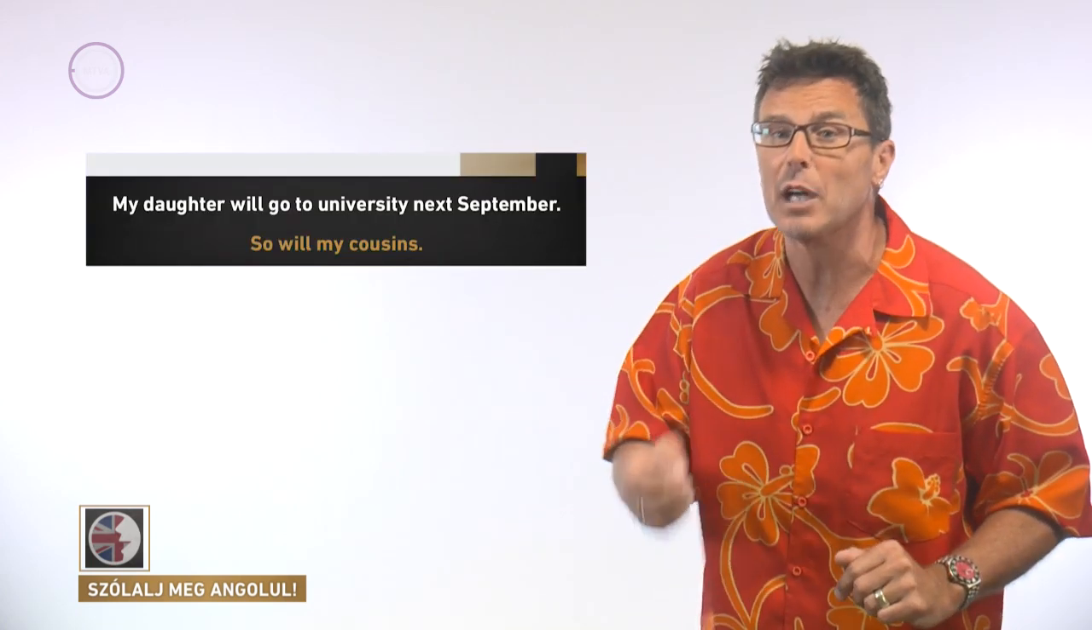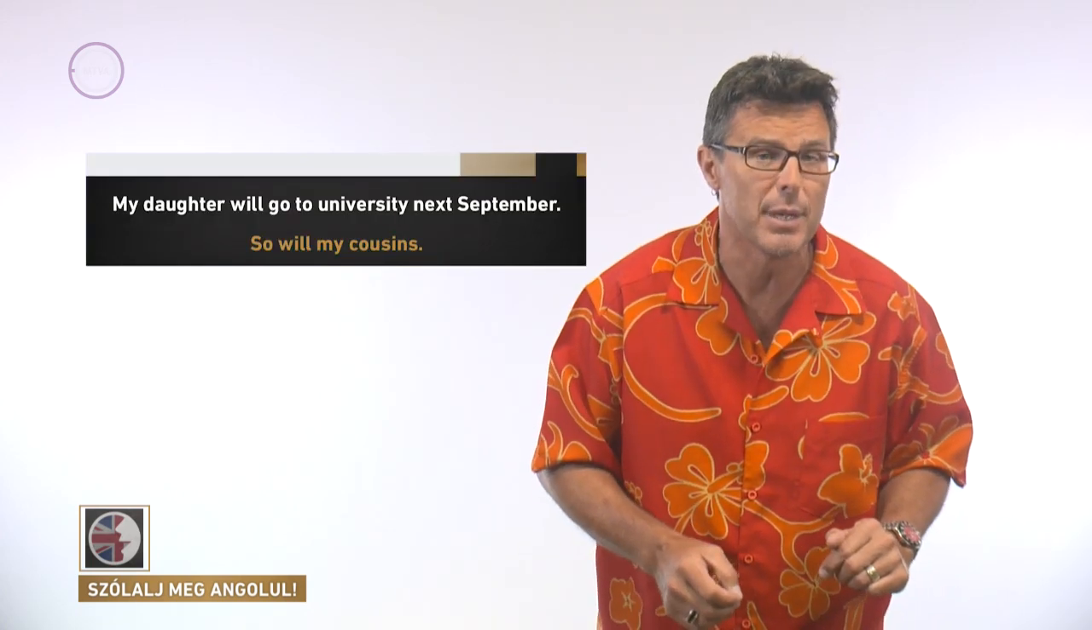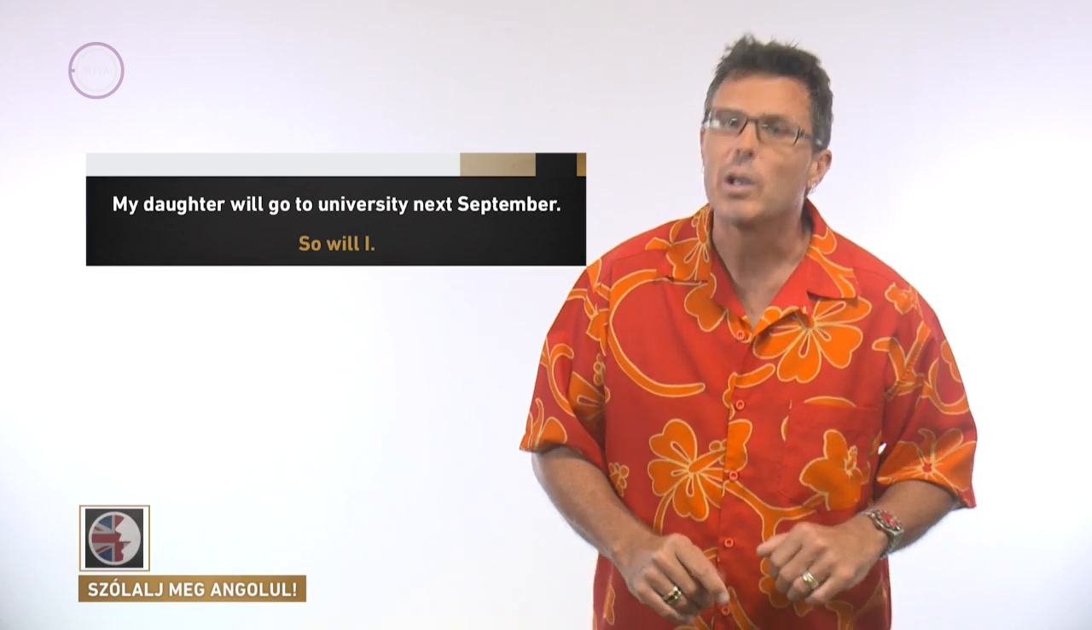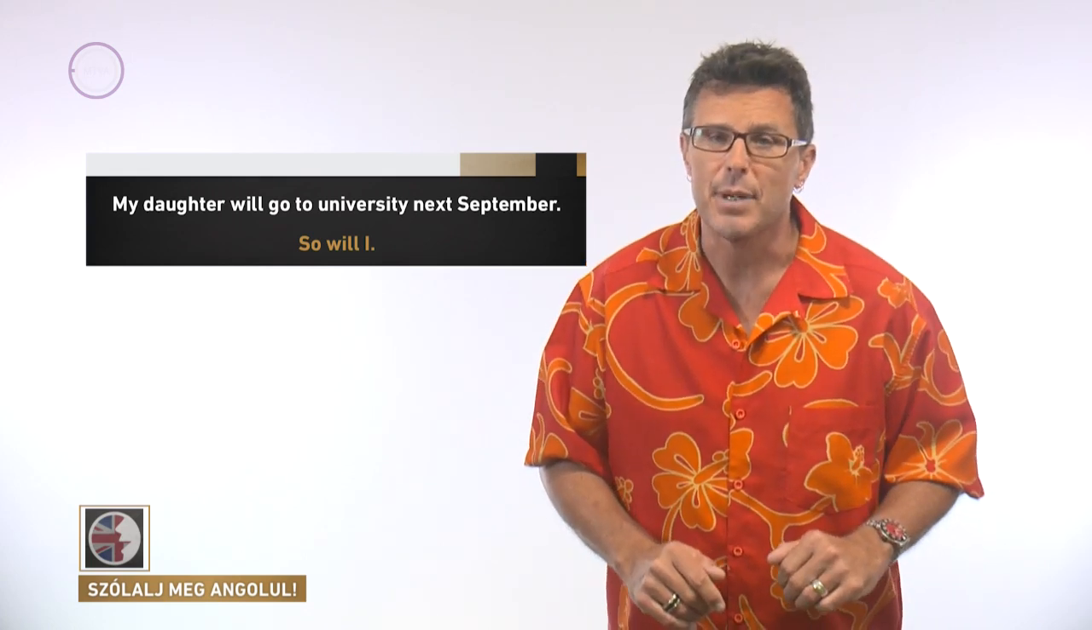My daughter will go to university next September. So will my cousins. Great, well done. Okay, one left. What's the answer? It's an easy one, isn't it? Yes, this one's a piece of cake. My daughter will go to university next September. So will I. Good, sorted, and on we go to think about another combination.